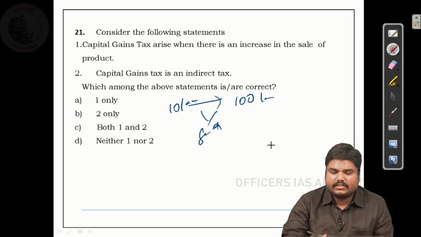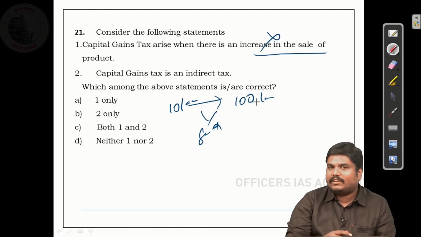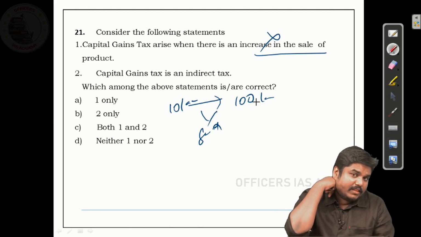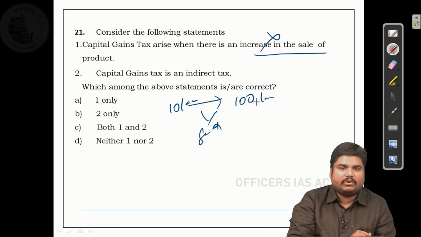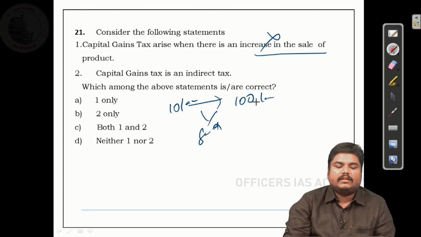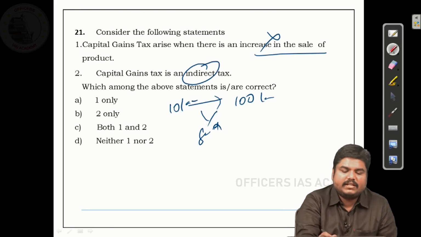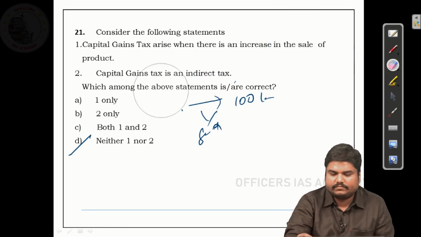So, that is not going to result out of an increase in the sale. An increase in the sale will not result in capital gains tax, rather there must be a gain in selling that one single product, that will be called capital gains tax, right. Capital gains tax is an indirect tax? No, it is a direct tax. Both the statements are wrong. So, the answer is going to be D, neither 1 nor 2.